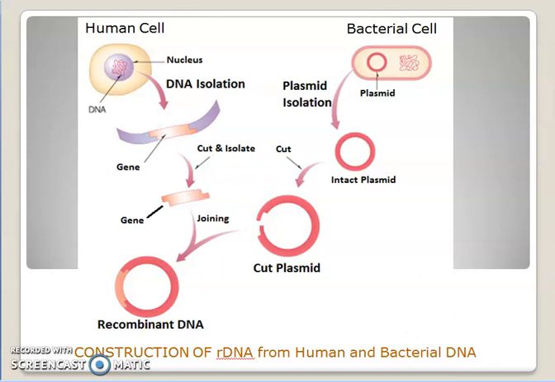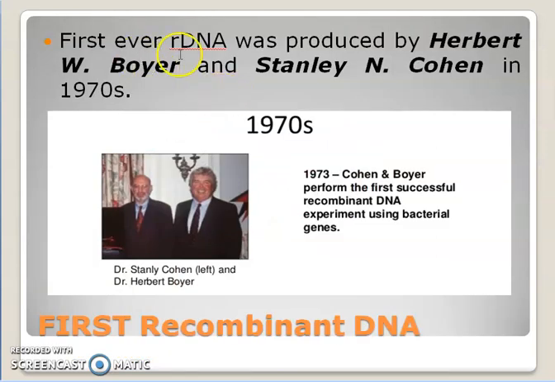The first ever rDNA was produced by Herbert W. Boyer and Stanley Cohen in the 1970s, and they performed their first successful recombinant DNA experiment using bacterial genes. That's why they both, Cohen at the left and Mr. Boyer at the right, are known as the fathers of recombinant DNA technology.